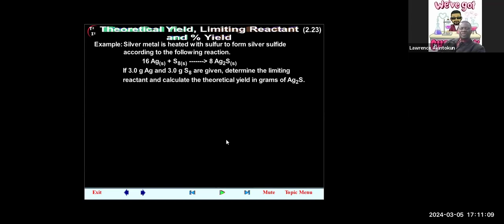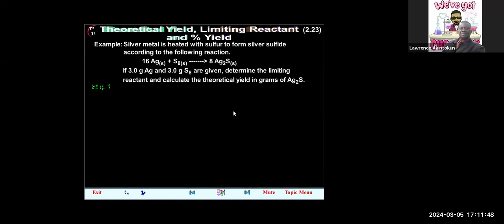If 3.0 grams of silver and 3.0 grams of sulfur are given, determine the limiting reactant. The same way we did the first two examples is what we're going to apply to produce silver sulfide, Ag2S. So first of all, find the amount of product from each reactant, then look for the limiting reactant, then get your theoretical yield. And then you can go ahead and input the values in the formula.